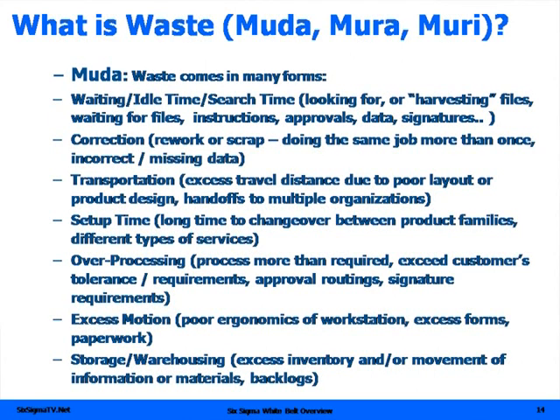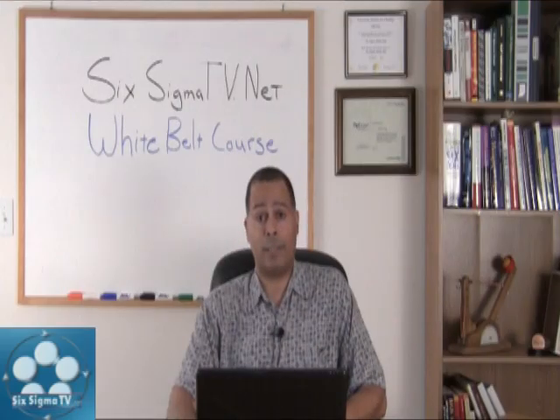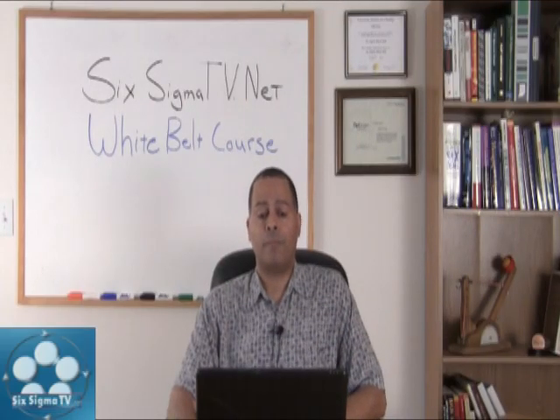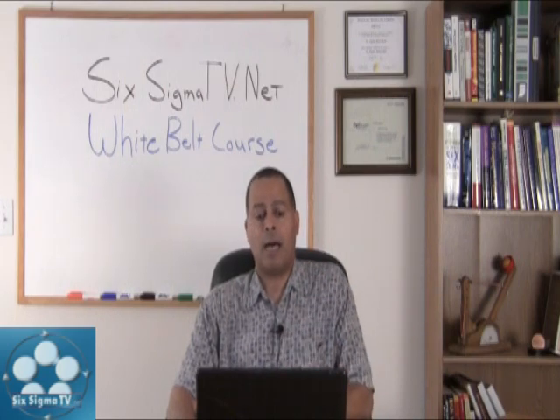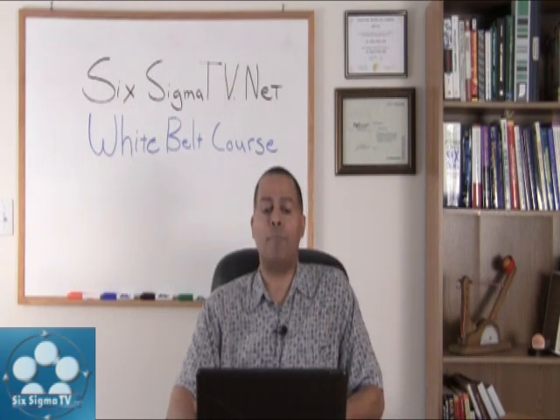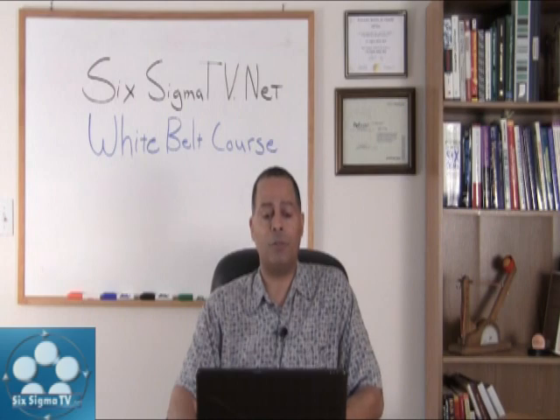Excessive motion, your ergonomics of your workstations, excessive forms, paperwork, and also storage and inventory. Those are excessive inventory and movements of information or materials. Those are known as your storage or your warehousing waste. The other two under the types of waste, these are very simple. One is called Mura, M-U-R-A. The other is called Muri, M-U-R-I.